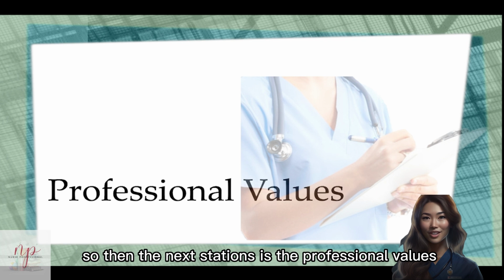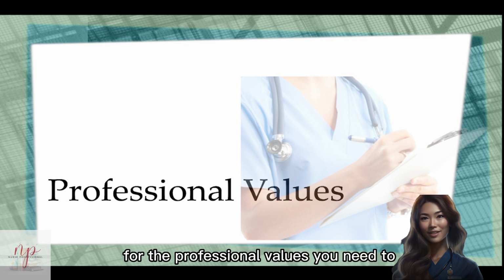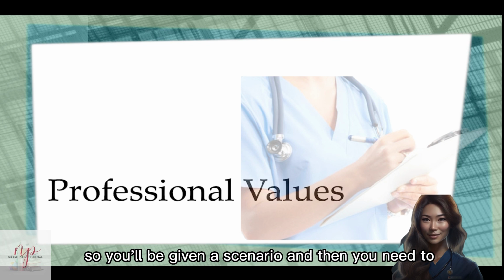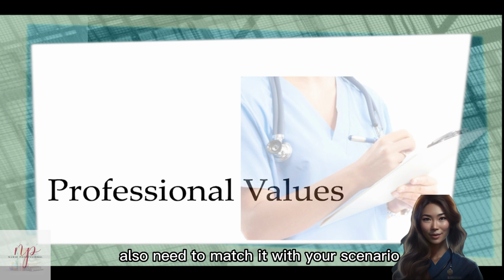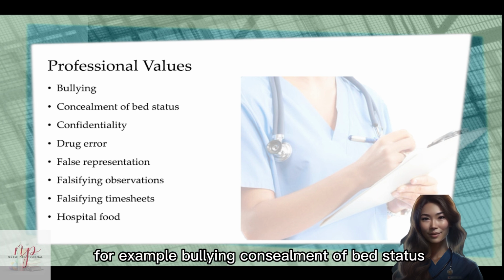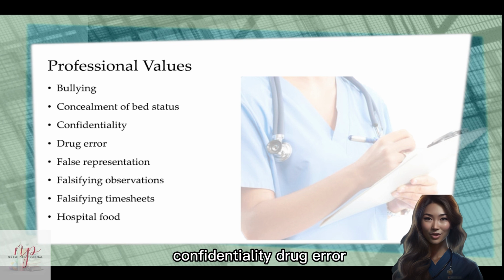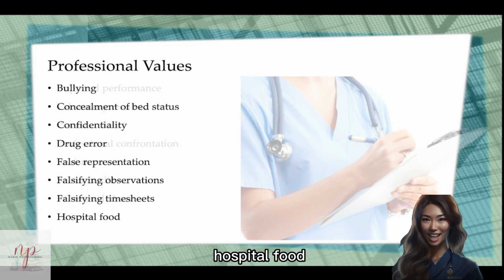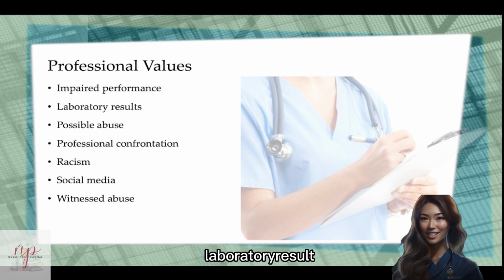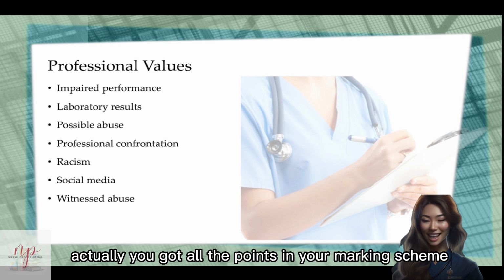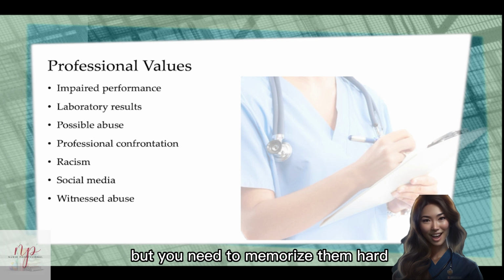So then, the next station is the professional values. For the professional values, you need to memorize a lot of points. You'll be given a scenario, and then you need to write down what you remember and match it with your scenario. There is a list of topics. For example, bullying, concealment of bad status, confidentiality, drug error, false representation, falsifying observations, falsifying timesheets, hospital food, impaired performance, laboratory results, possible abuse, professional confrontation, racism, social media, and witness abuse. Actually, you get all the points in your marking scheme, but you need to memorize them hard.